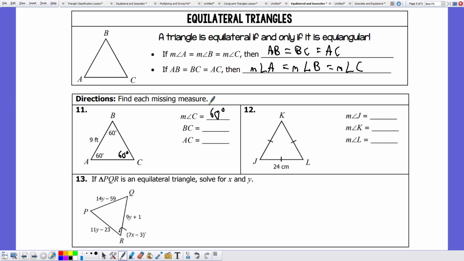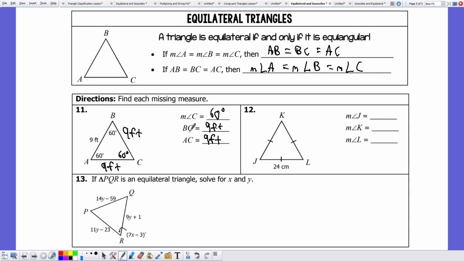Now we want to find out what BC and AC are. Well, it's equilateral. All the sides are the same. If AB is 9 feet, BC must be 9 feet. And AC must be 9 feet as well. All the sides are the same. So 9 feet and 9 feet. Very simple.